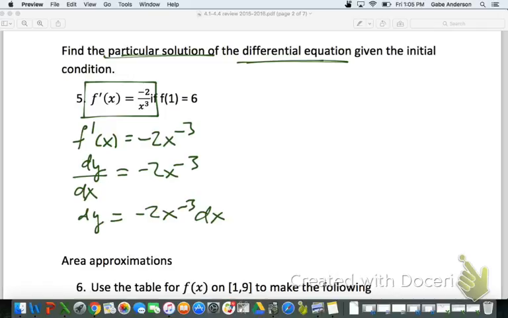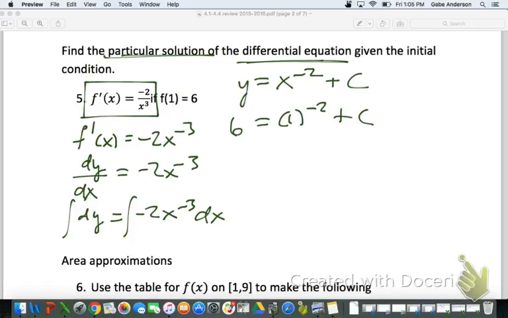Now what you would do from here is integrate both sides because we want to get the function that would result in that derivative. So we would get y equals, let's see, it's going to be x to the negative 2, isn't it? Plus c, when you do the power rule for integrals. And then how do you find the c? The initial condition up there? Yeah. Plug in 1, 6: the 1 for x, the 6 for y. Yep, so 6 equals 1 to the negative 2 plus c. So I'm getting 5 for c. So my final answer would be y equals x to the negative 2 plus 5.